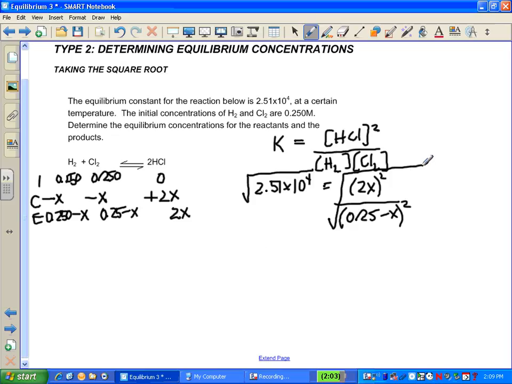This simplifies this equation to 158.43 is equal to 2x over 0.25 minus x. To solve for x, I need to bring this entire expression, 0.25 minus x, to the other side by multiplying. And after some expanding and simplifying, you're going to find that x is equal to 0.247.